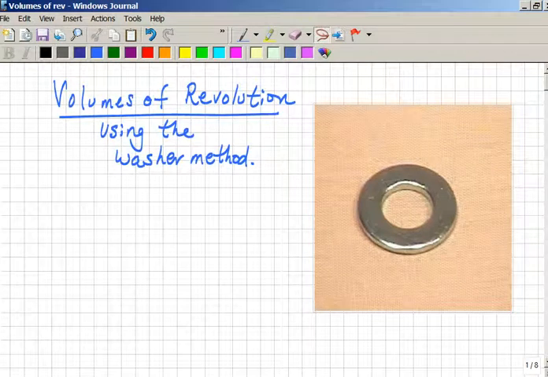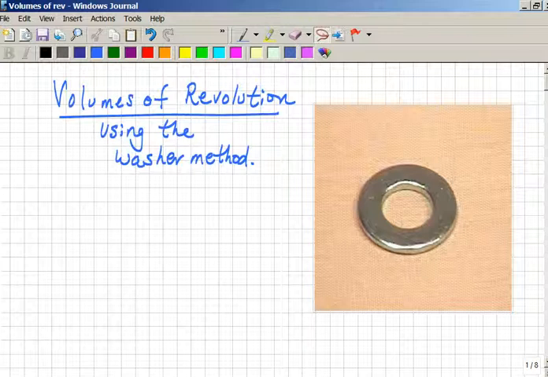Alright, time for Volumes of Revolution Part 2, using the washer method. This time, the regions we get after revolving around an axis will have a hole in the middle. And when we take our slices of these regions, we end up with an object that looks like a washer. Thus the name, the washer method.